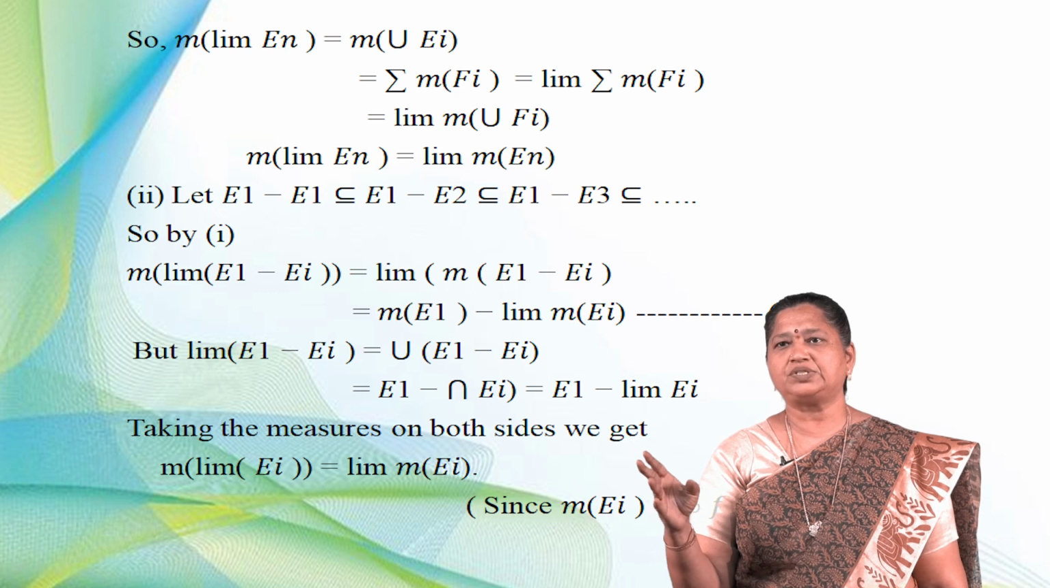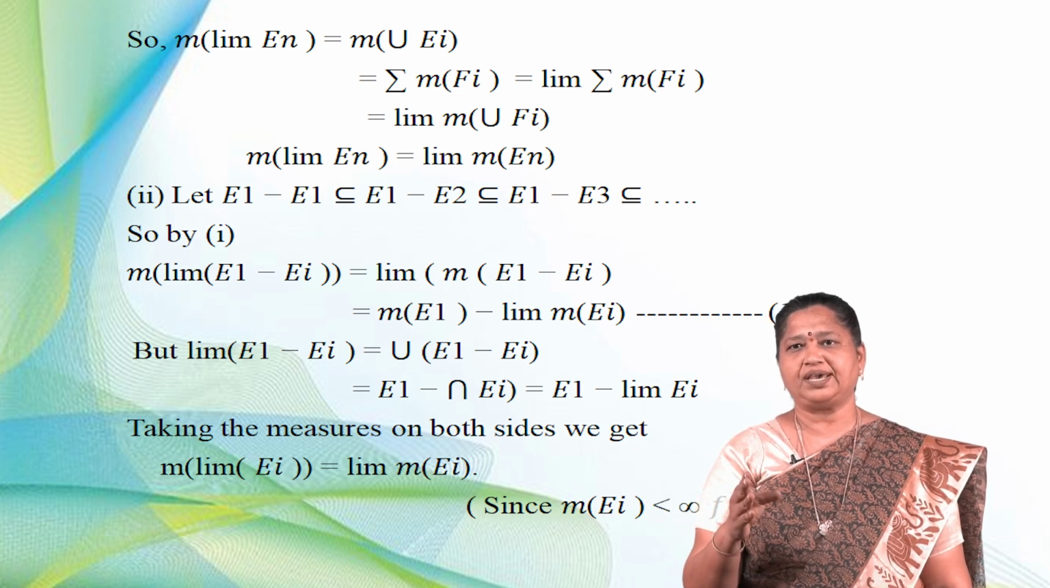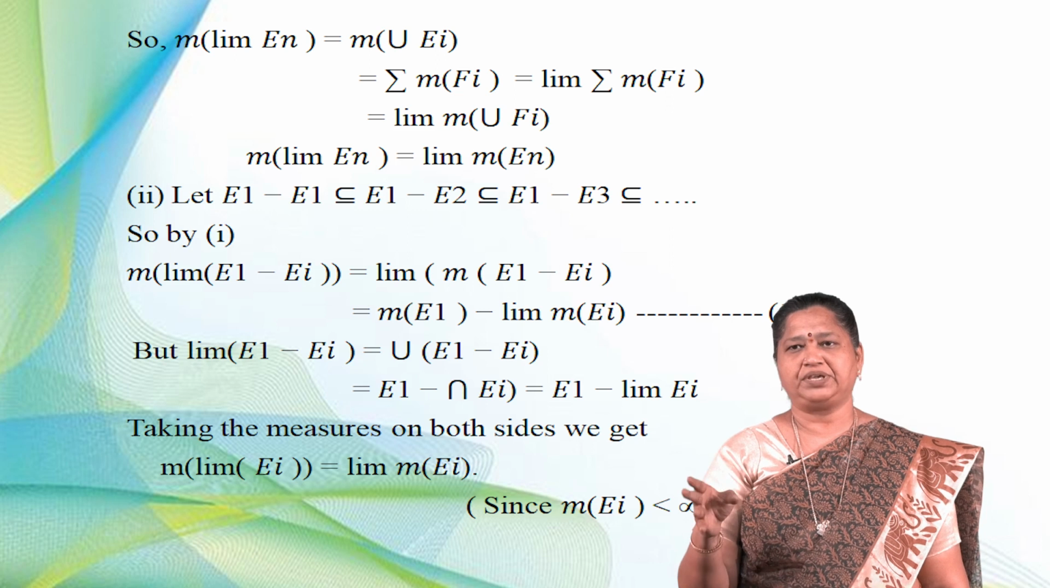Taking the measures on both sides, we get the result m of limit of Ei equals limit of m of Ei. That's the proof.